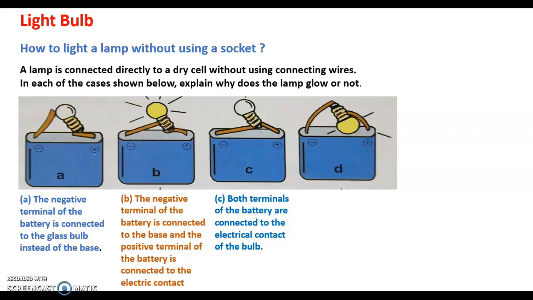As for D, regardless of the spatial orientation of the lamp, one terminal of the battery is connected to one terminal of the lamp and the other is connected to the other terminal of the lamp. So here the positive terminal of the battery is connected to the base and the negative terminal is connected to the electrical contact. So a voltage is applied across the terminals of the lamp and that's why the light bulb glows.